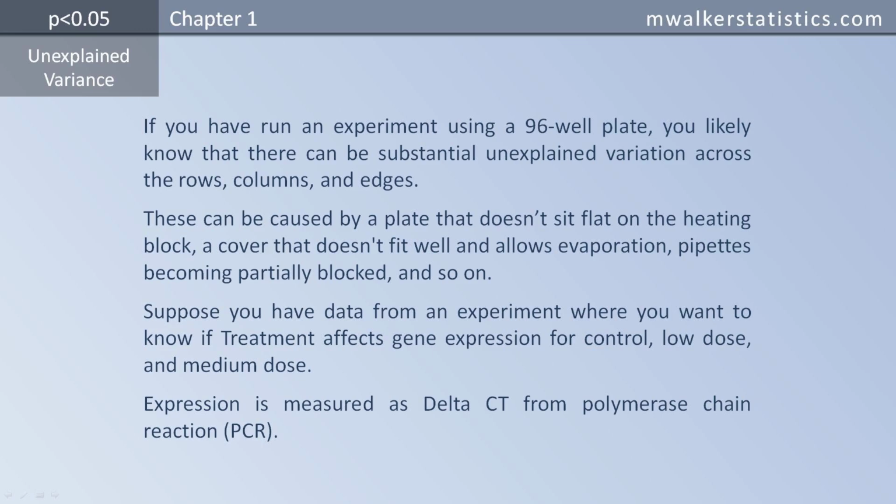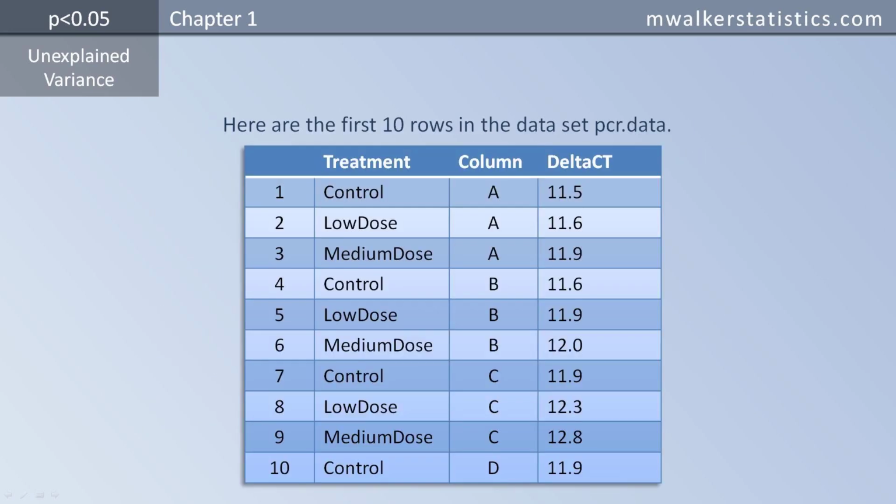These can be caused by a plate that doesn't sit flat on the heating block, a cover that doesn't fit well and allows evaporation, problems with pipettes becoming partially blocked, and so on. Suppose you have data from an experiment where you want to know if treatment affects gene expression for control, low dose, and medium dose. Expression is measured as delta CT from polymerase chain reaction, PCR. Here are the first 10 rows in the dataset PCR.data.